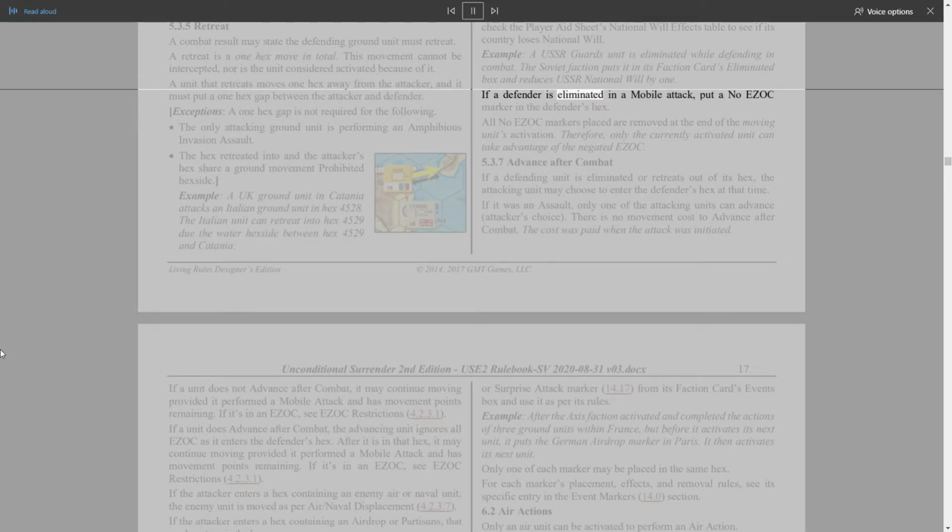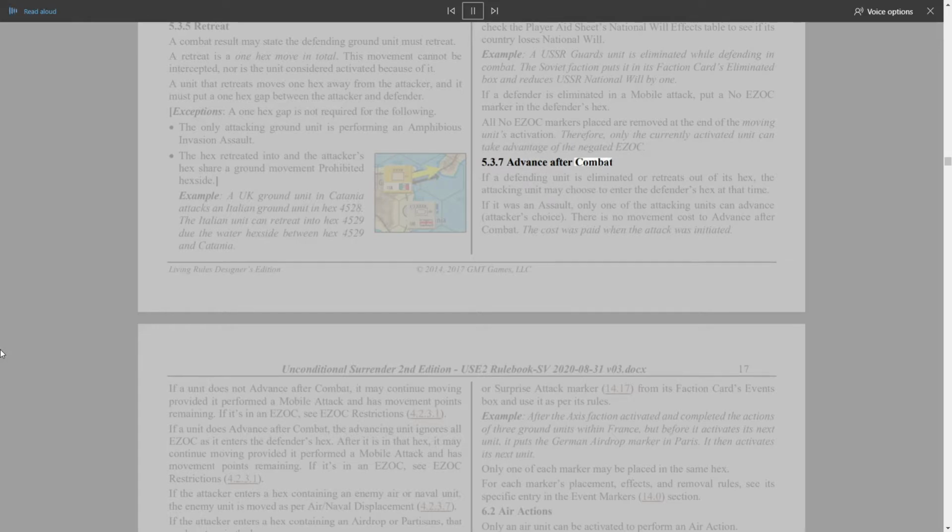If a defender is eliminated in a mobile attack, put a No EZOC marker in the defender's hex. All No EZOC markers placed are removed at the end of the moving unit's activation. Therefore, only the currently activated unit can take advantage of the negated EZOC.